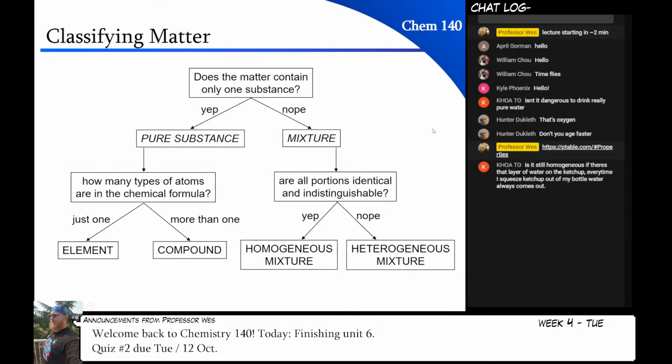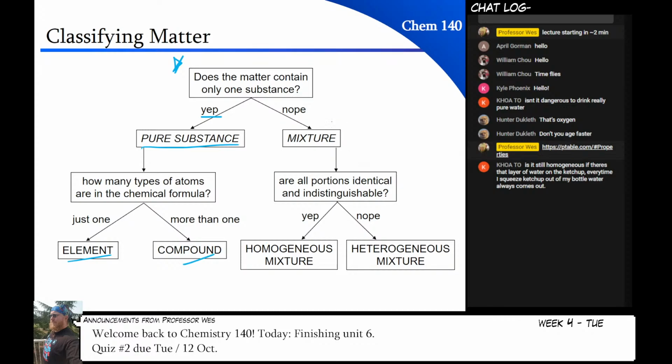All right. So there's our chart. This is the finished chart. Remember that you're going to start all of your inquiries up here. That was the worst star I could ever draw, I guess, but that's okay. You're going to ask yourself, is there only one thing in the bottle? And if the answer is yes, you have a pure substance, which you can then separate into an element or a compound.